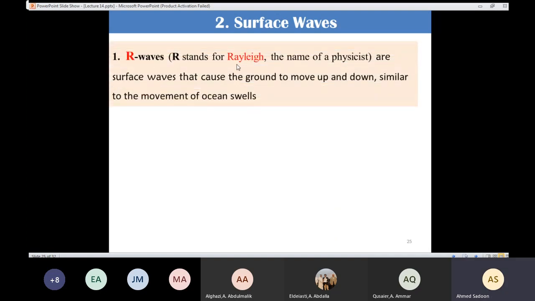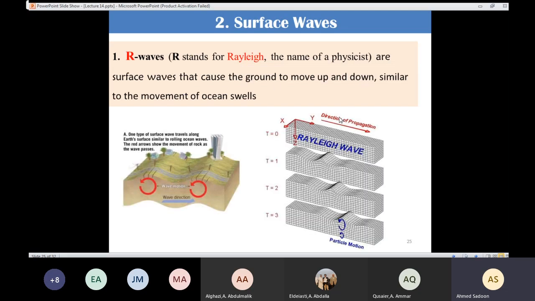And we say that the surface wave could be R waves. R stands for Rayleigh, the name of the physicist who made the mathematical model for the R waves. This is the surface wave that causes the ground to move up and down, similar to the movement of the ocean's swells or ocean waves. So here we are going to see a wave movement, but this one takes place near the surface of the Earth.